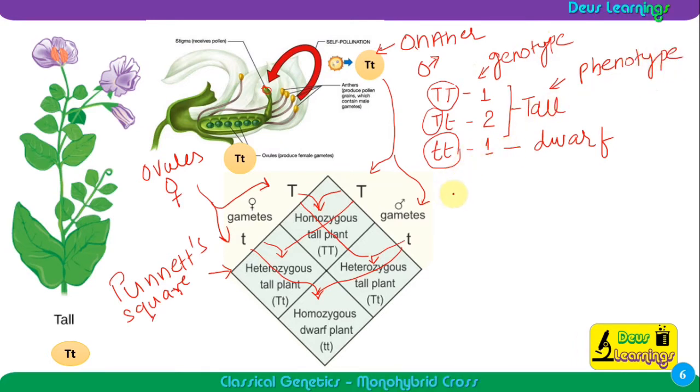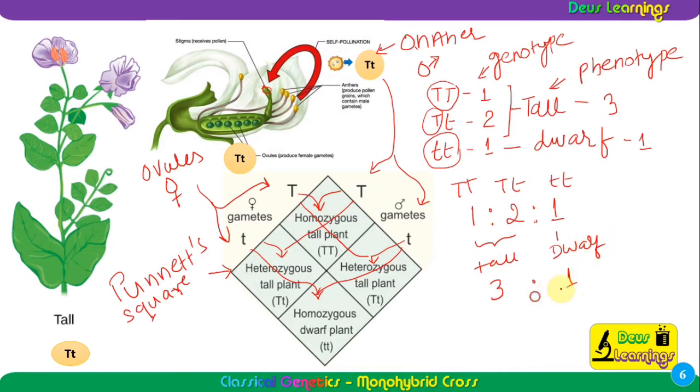So if we want to make the ratio, then the ratio will be how much? For tall, how many individuals are there? For tall, there are 3 individuals. For dwarf, there is 1 individual, right? So if you try to make the ratio, then you get 1:2:1. That is homozygous tall, heterozygous, then again homozygous recessive, right? And since they are all tall, which is 3, and this only one is dwarf, it's 1, so the ratio will be 3:1, right? So remember that the phenotype ratio is 3:1 and the genotype ratio is 1:2:1. That was very basic actually. Okay.